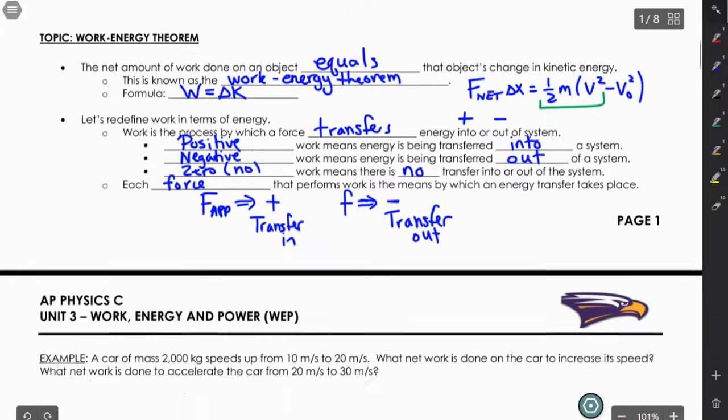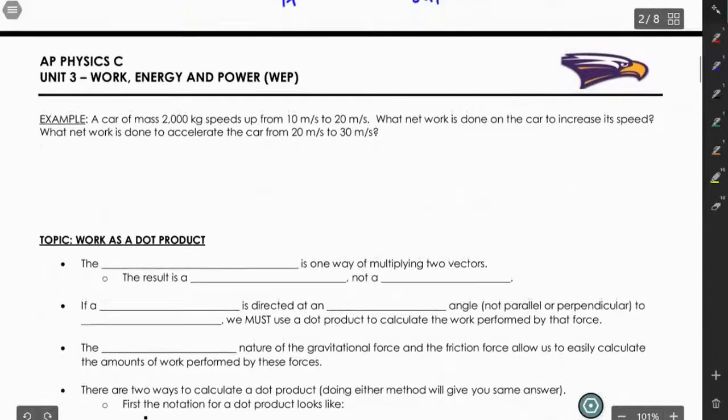Okay. Now let's look at a quick example where we use this work energy theorem. Very typically, they're going to give you force and distance and ask you to find maybe a final speed, or give you all this information for speed and ask you to find work done. So here you've got two questions. A car of mass 2,000 kilograms speeds up from 10 meters per second to 20 meters per second. What net work is done on the car to increase its speed, and then what net work is done to accelerate the car from 20 to 30 meters per second?